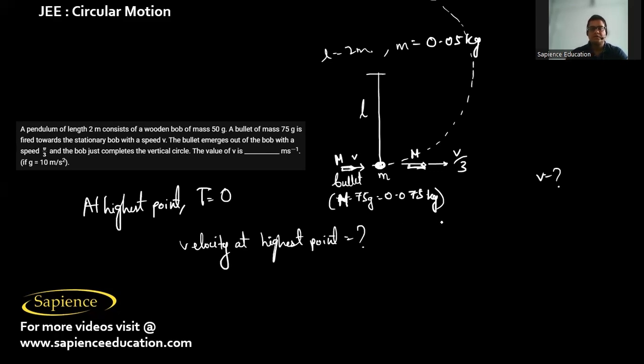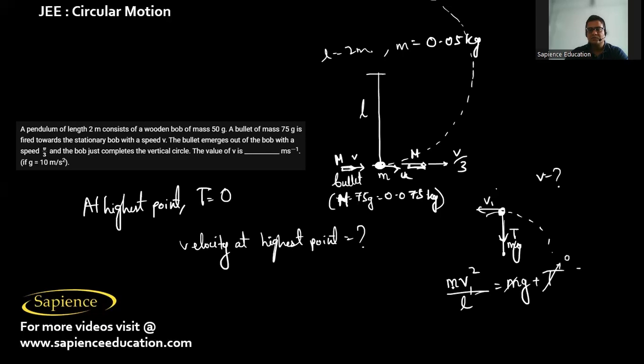So what will happen when it reaches the highest point? Here this is the tension, and this will be mg, and this will be equal to mv1 square by L. Let the velocity at the highest point be v1, and at the lowermost point it is, suppose, u. So mv1 square by L will be equal to mg plus T, but T is 0 here. So v1 square should be equal to gL.